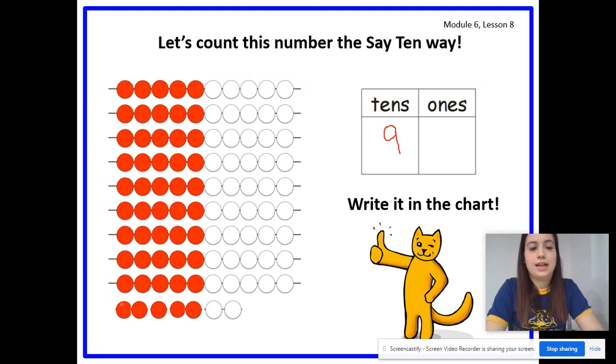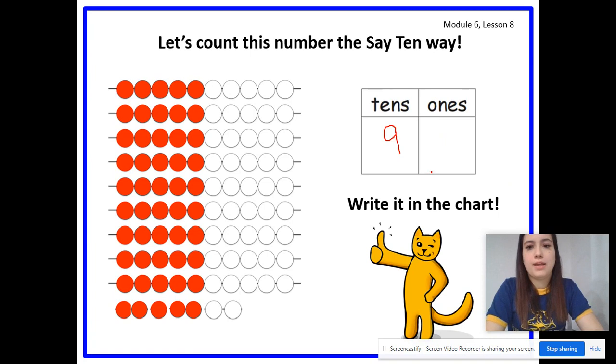And now let's count our ones. Ready? 9 tens 1. Count with me. 9 tens 2. 9 tens 3. 9 tens 4. 9 tens 5. 9 tens 6. And 9 tens 7. So how many ones do we have? Yes, 7 ones, boys and girls.